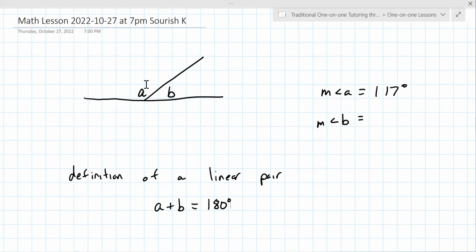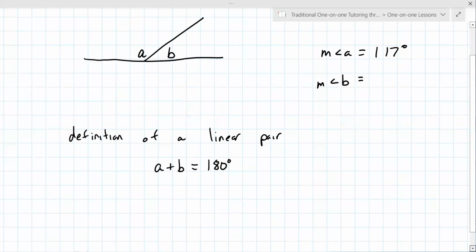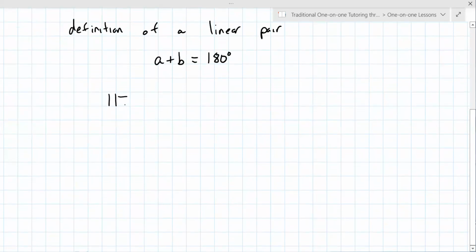Okay. Do you see that I've given you the measure of angle A? Yeah. What is the measure of angle A? The measure of angle A is 117. Okay, so what does A plus B add up to? 180. So you can write an equation if you want. That's probably the best thing to do here. Write 117 plus B equals 180. And you're going to solve for B.